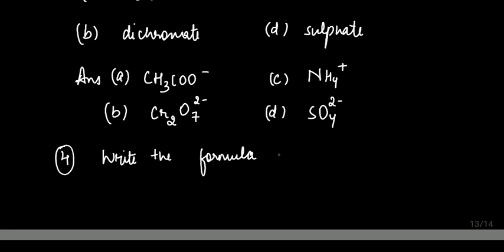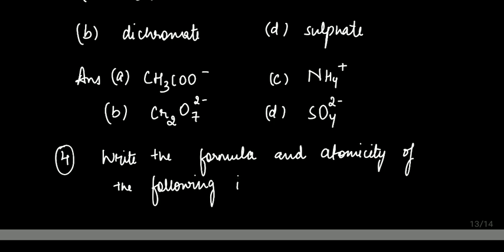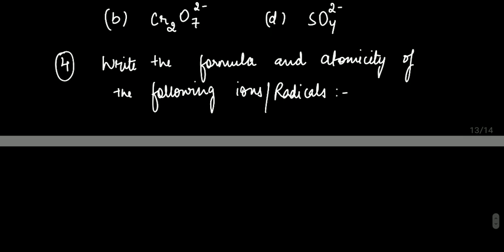Write the formula and atomicity of the following ions, or you can say radicals. So the very first option we are going to write is zincate. I'll explain what atomicity is. So I could have introduced atomicity before also, but I'm introducing a concept along with the question.